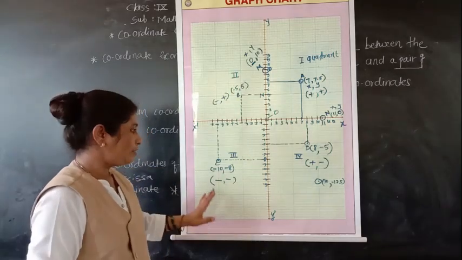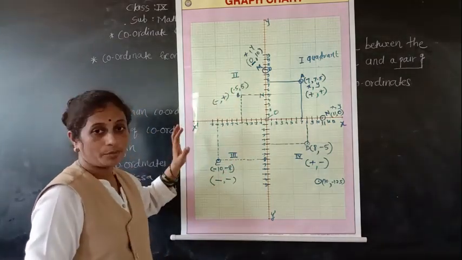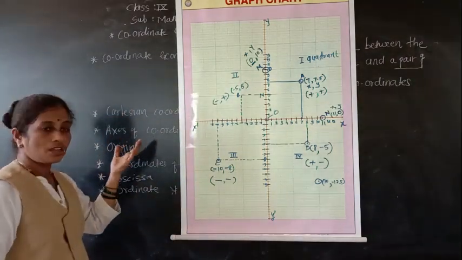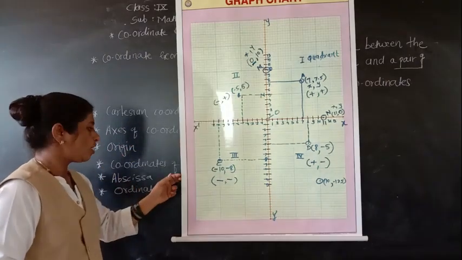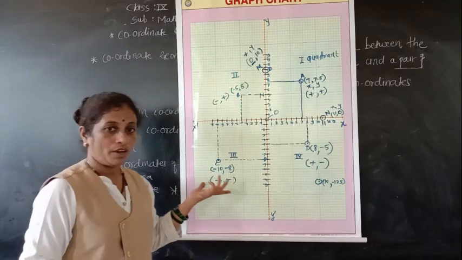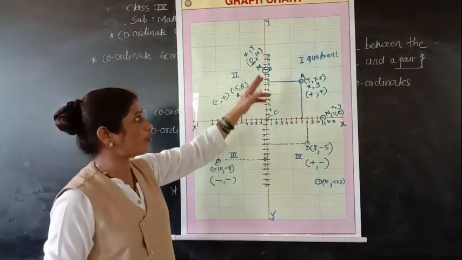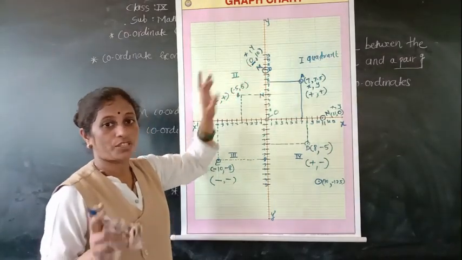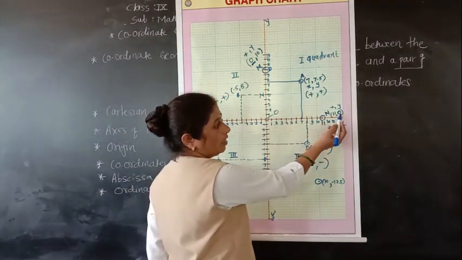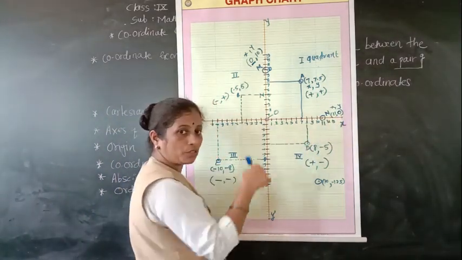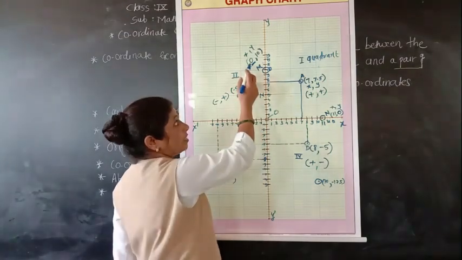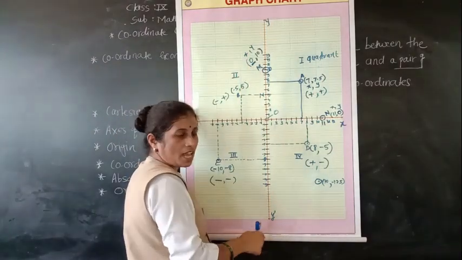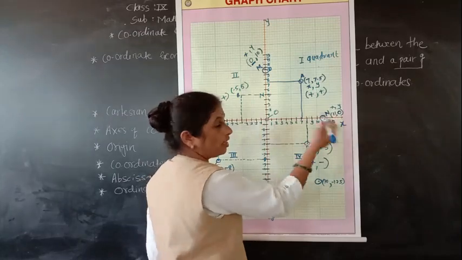So in this way we have learned the basic information about the Cartesian plane: Cartesian coordinates, axes of coordinates, origin, coordinates of the origin, abscissa, ordinates, then the position of a point. We learned when points lie on the x-axis and when on the y-axis. When the y coordinate is 0, the point lies on the x-axis, and when the x coordinate, the abscissa, is 0, the point lies on the y-axis.